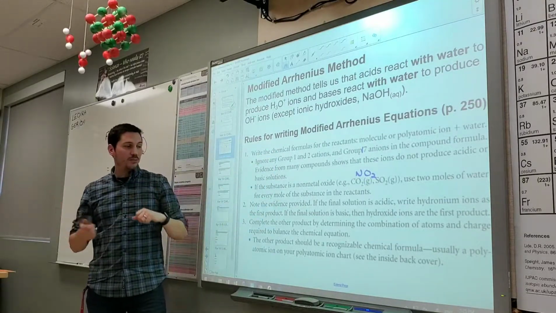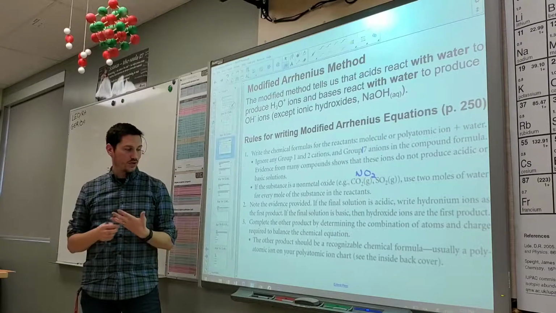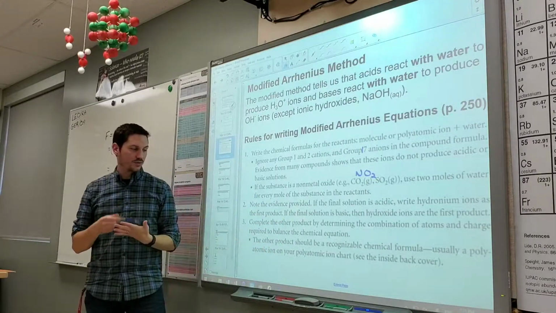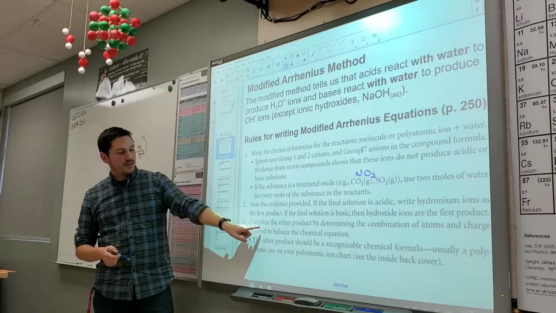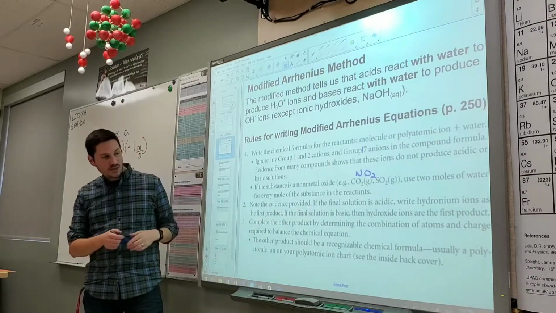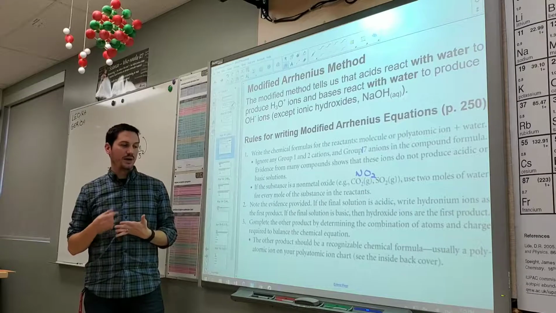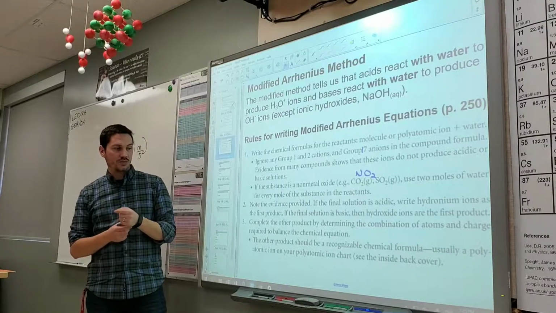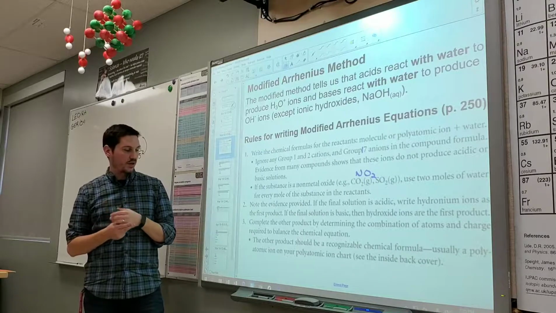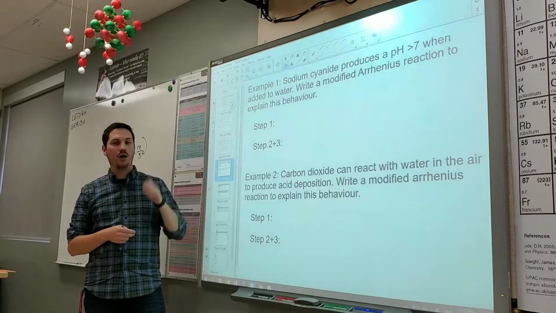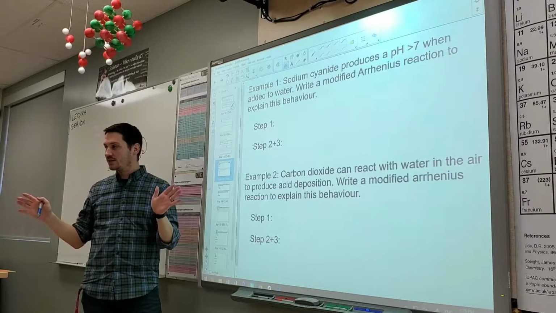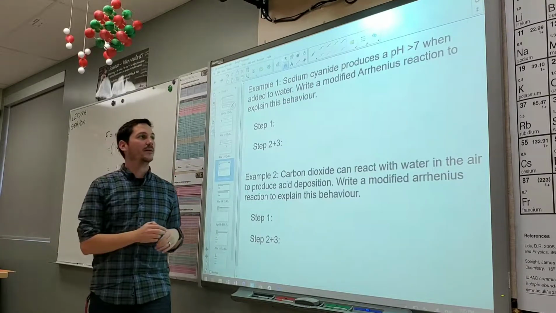Remember, is it acidic or basic? And write what it turns into. If the final solution is basic, then hydroxide is produced. Complete the other product by determining the combination of atoms and charge required to balance the chemical equation. The other product should be a recognizable chemical or formula, usually a polyatomic ion. Okay, I know that's a wall of stuff. The best way to learn is just do it. So let's do one together.